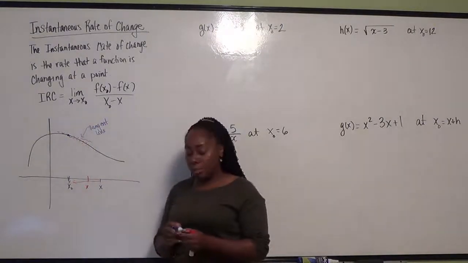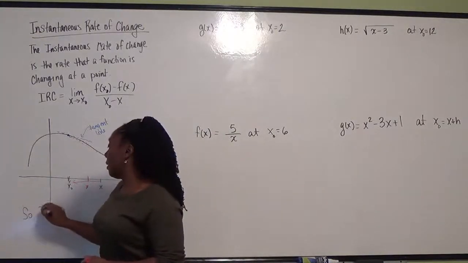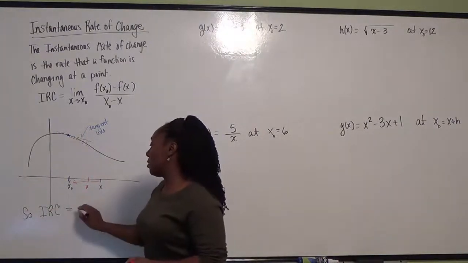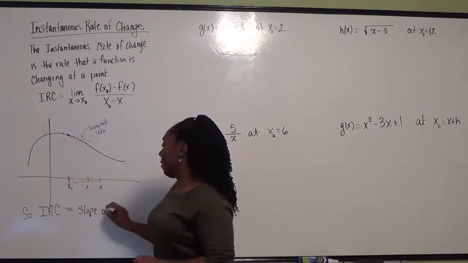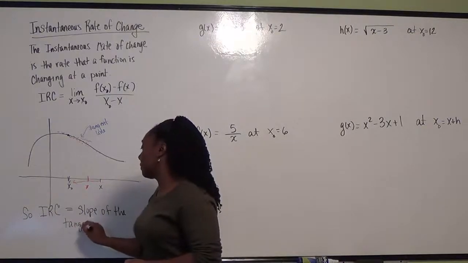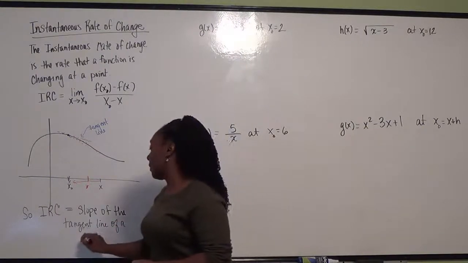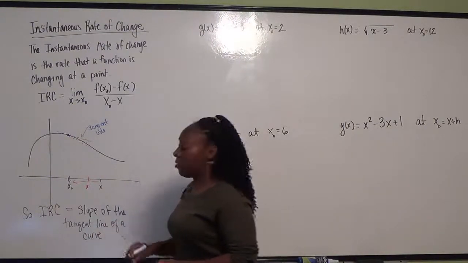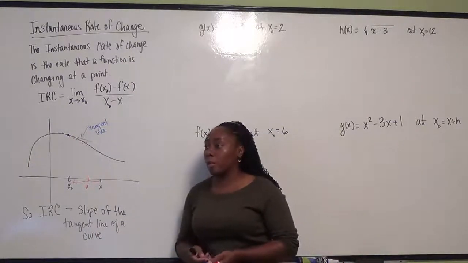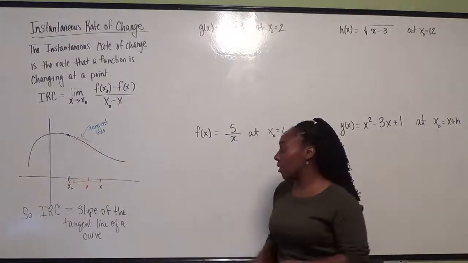And so our instantaneous rate of change, the IRC, basically tells us the slope of the tangent line of a curve. In later sections we'll talk about why we want to use this in terms of mathematics and why this is useful for applications. For now, let's look at how to actually find this instantaneous rate of change.